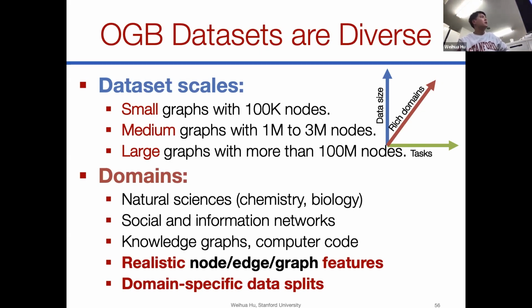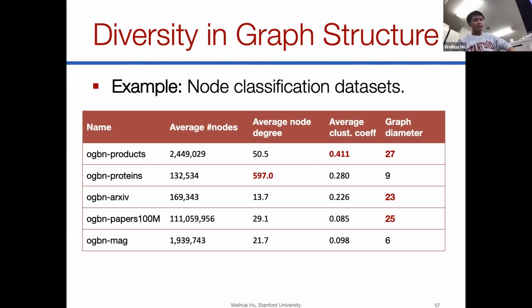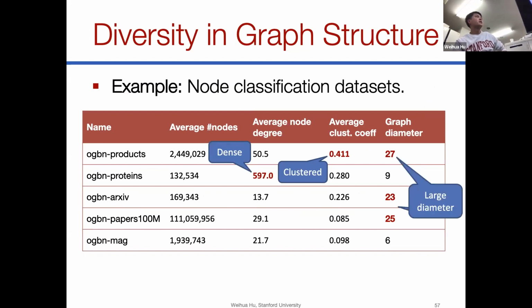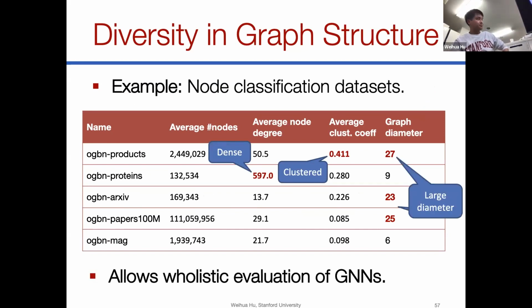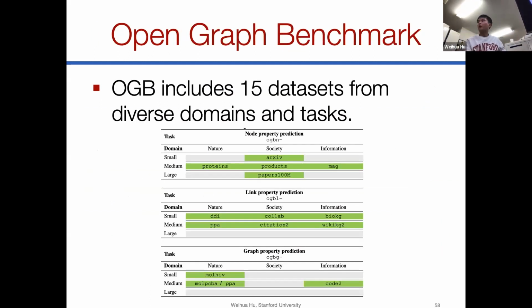We also consider domain-specific data splits for different applications. For example, for link prediction, we split the edges according to time, so that we simulate a realistic prediction scenario: given links up until a certain timestamp, predict the future. This diversity in application domains is reflected in the different graph statistics. Some graphs are really dense, others are really clustered, others have large diameters. Having these diverse graph datasets allows us to evaluate GNNs in a holistic manner. In total, the Open Graph Benchmark includes 15 datasets from diverse domains and tasks.